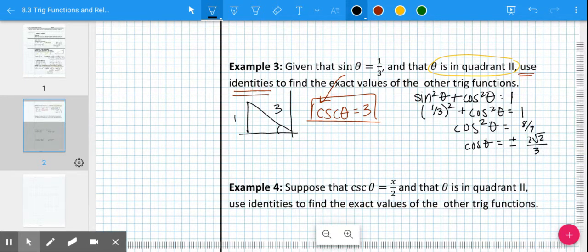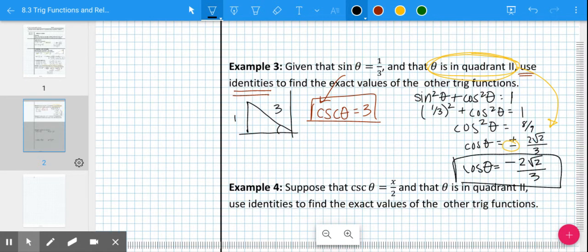So that's the value, but how do we know if it's positive or negative? Remember, we are in quadrant 2. So based on that quadrant, I choose the negative answer. So my cosine value is negative 2√2 over 3. Just be really careful that you're paying attention to quadrants all the time.